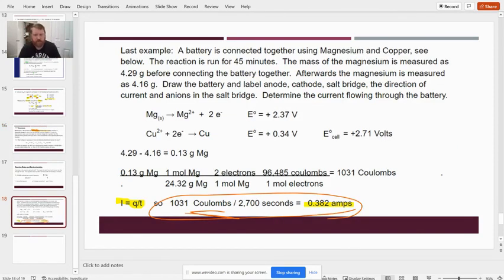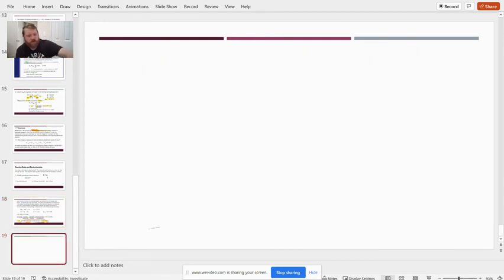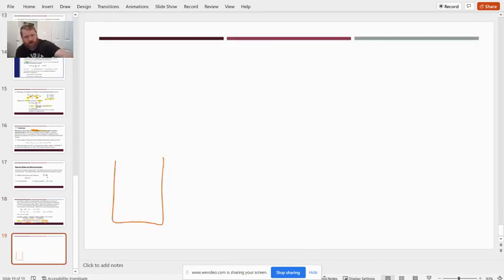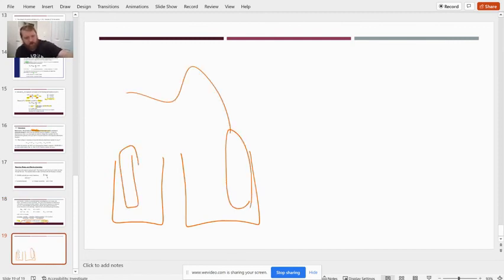So let's imagine that we have this battery, the magnesium and copper, that's 2.71 volts. You have the magnesium beaker and you have the copper beaker, and a piece of metal, wire, salt bridge, right? And then there's a solution. That's your entire magnesium and copper beaker. That's the entire cell.